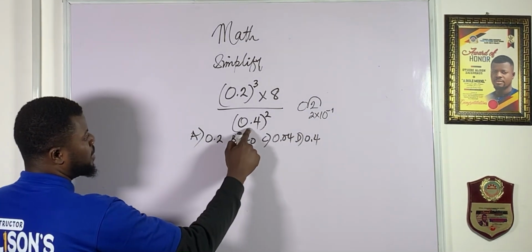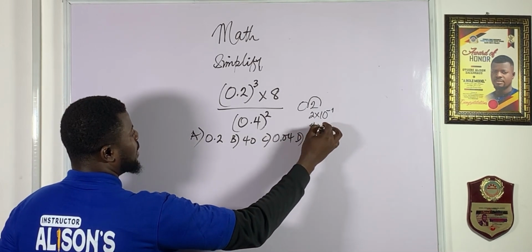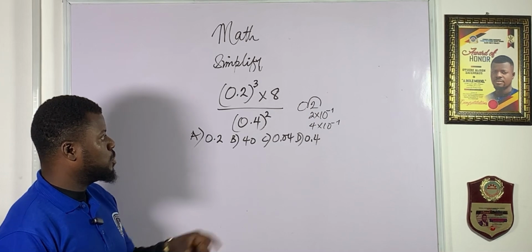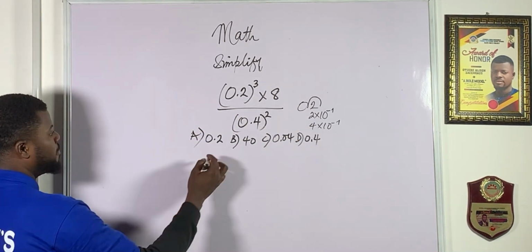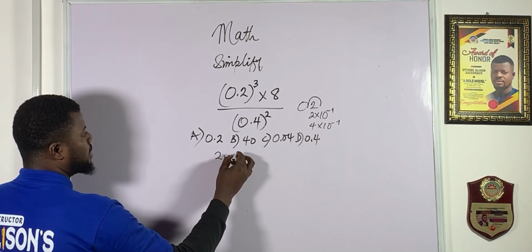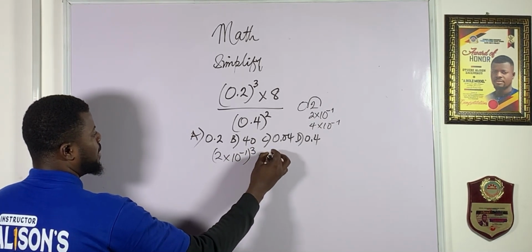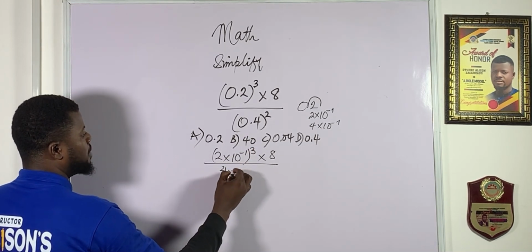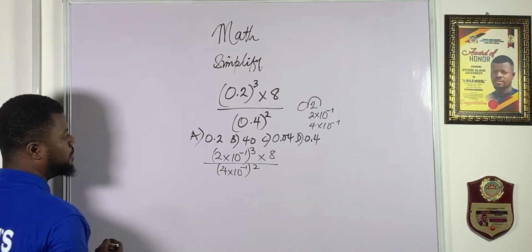The same thing will happen here. We have this moved just once, and we have 4 times 10 to the power of negative 1. So let's plug these two numbers in place of the decimals. So we have 2 times 10 to the power of negative 1 all cubed, multiplied by 8 over, in this case, 4 times 10 to the power of negative 1 all squared.